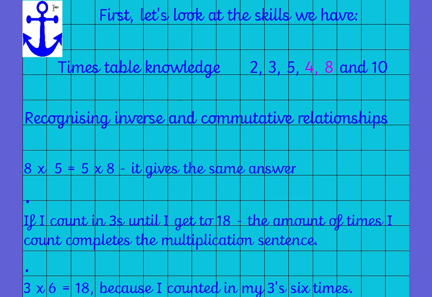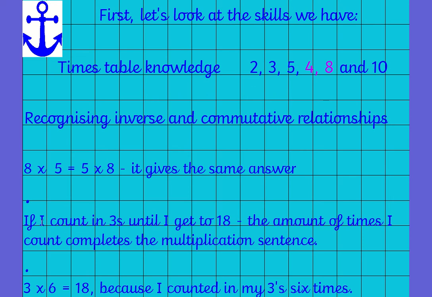So straight away, we've all got times table knowledge: 2s, 3s, 5s, 4s, 8s and 10s. I know that some of us are still not quite 100% on our 4s and 8s, but that's absolutely fine, don't worry. We are all brilliant at recognising inverse and commutative relationships. For example, 8 times 5 is exactly the same as 5 times 8, okay?